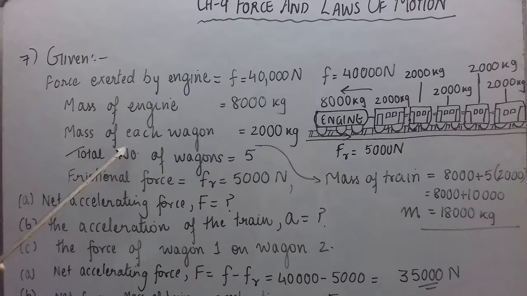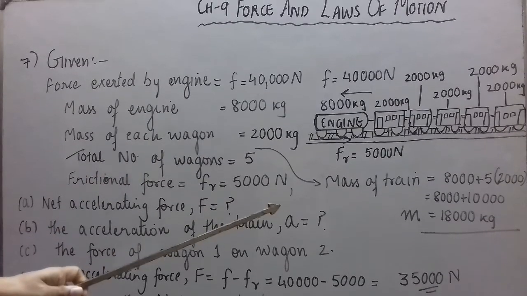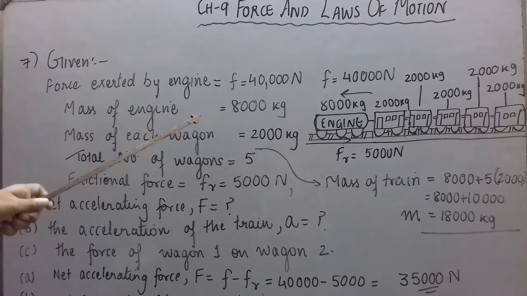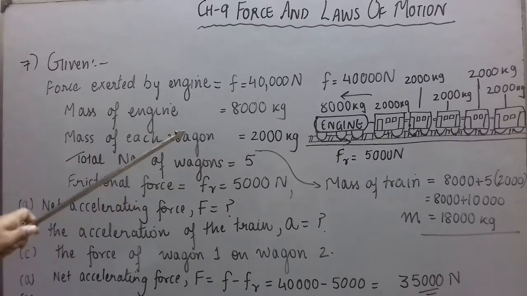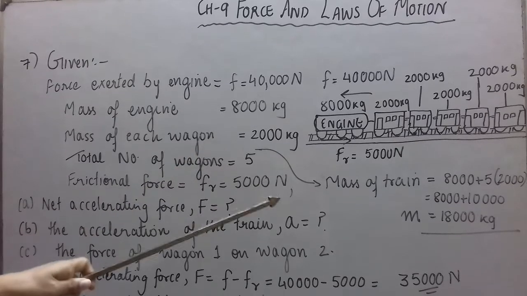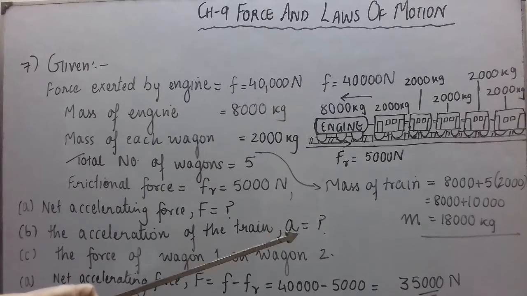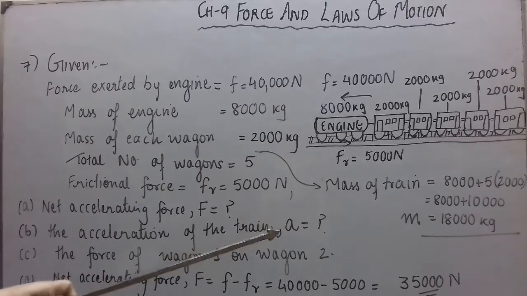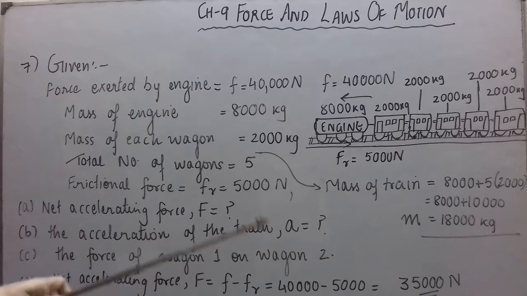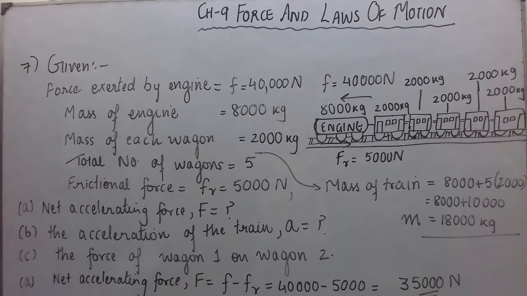So what will be the mass of the train then? I have written it there, you should write it here. Mass of the train is the mass of the engine, that is 8000, plus there are 5 wagons, so the total number of wagons is 5. So the mass of the train is 8000 plus 5 into 2000, that is 18,000 kg. So M is the mass of the train, which includes the mass of the engine and all the wagons, 18,000 kg.